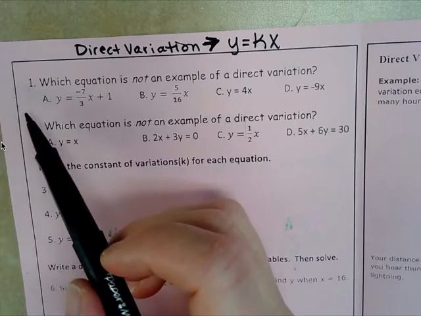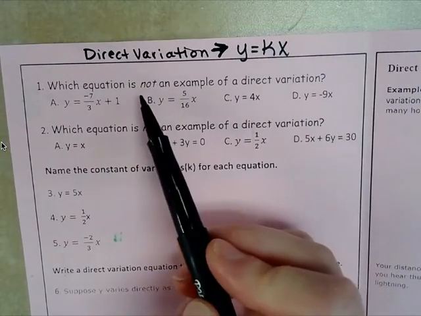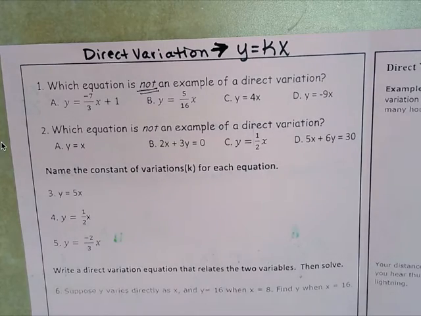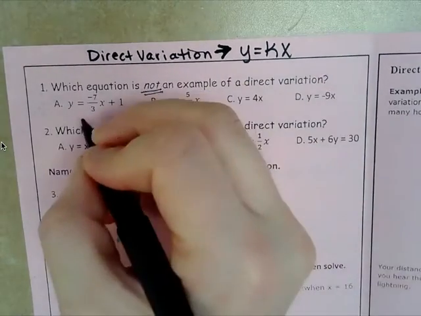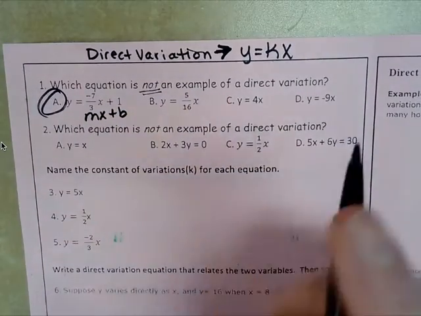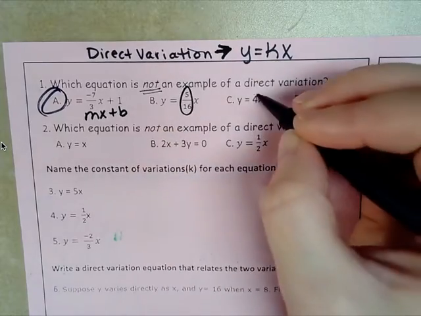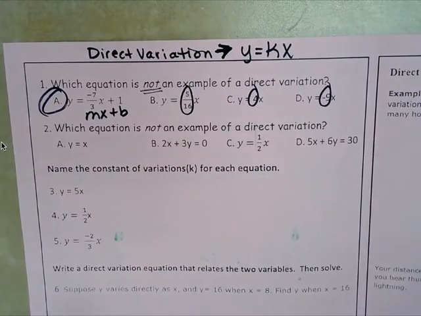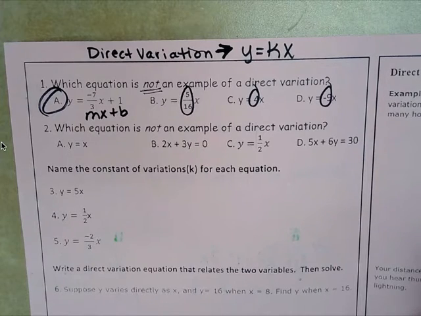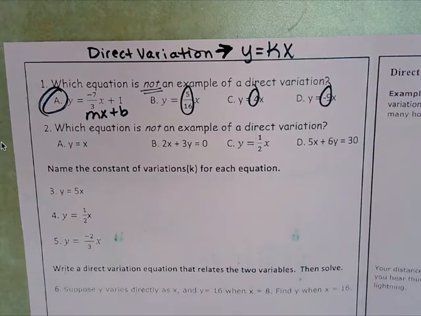All right, let's look at number 1. Raise your hand if you want to tell me which one is not direct variation. A, why? Yeah, it's like mx plus b. So this is not direct variation. All the other ones have y equals kx. So A is the one that's not. All right, number 2. Raise your hand if you want to tell me. Yes. D. Why?